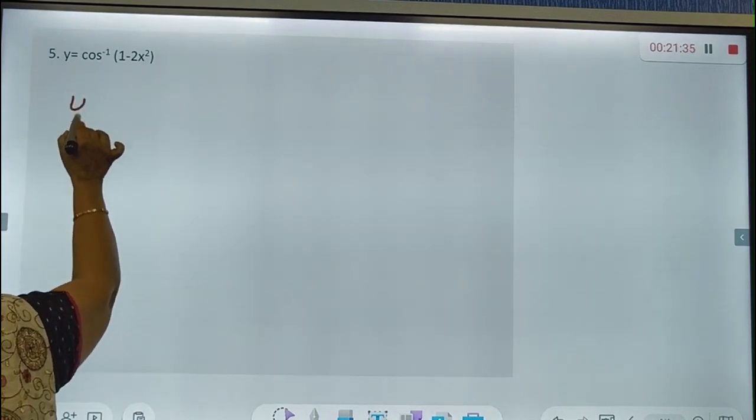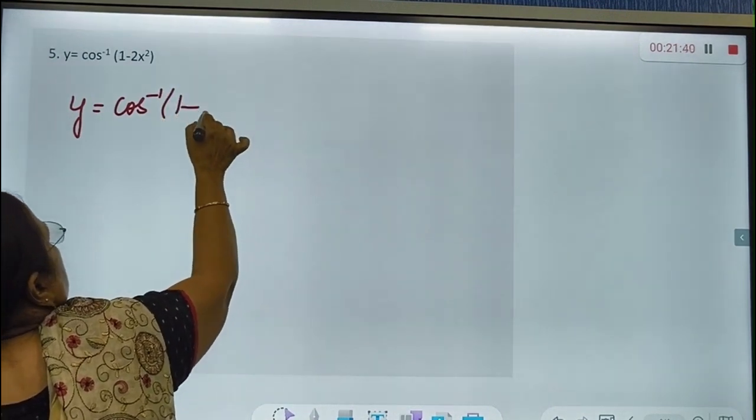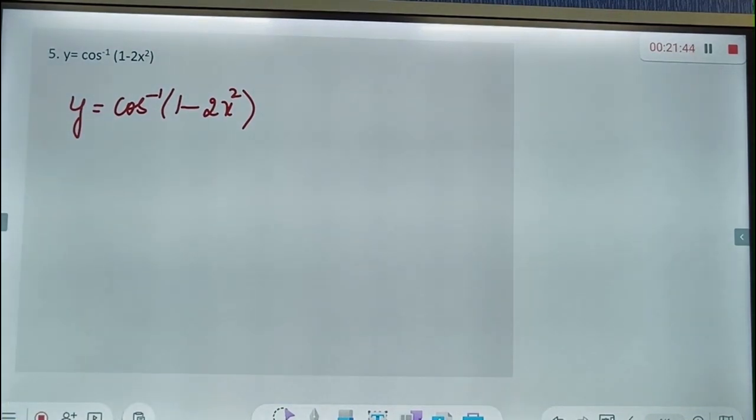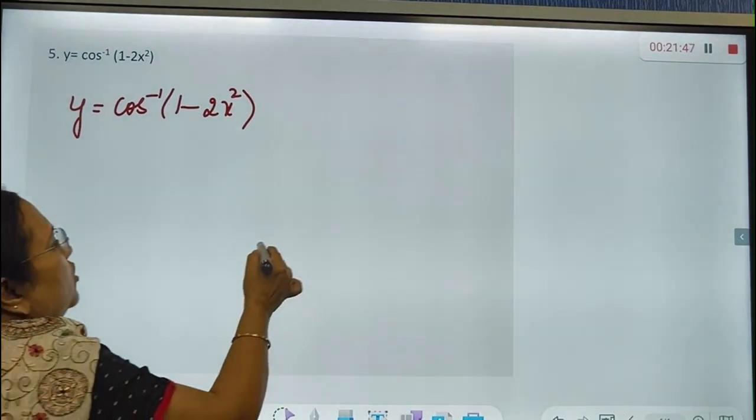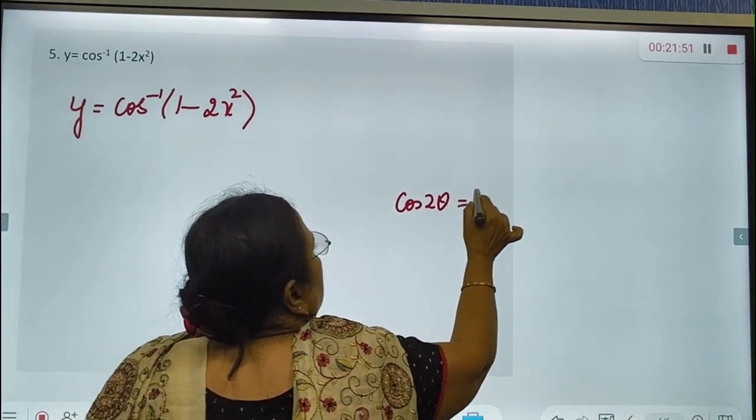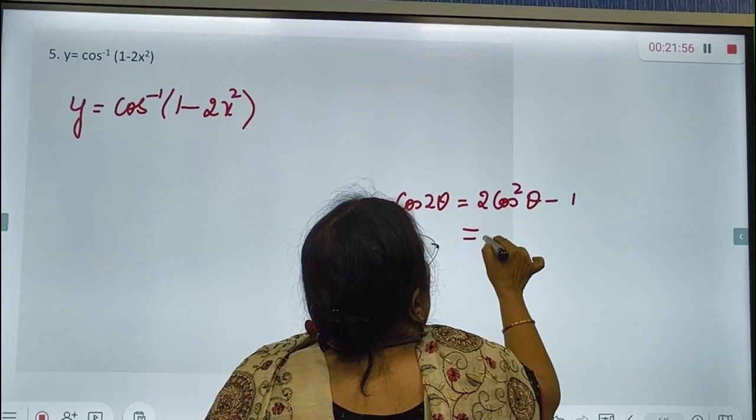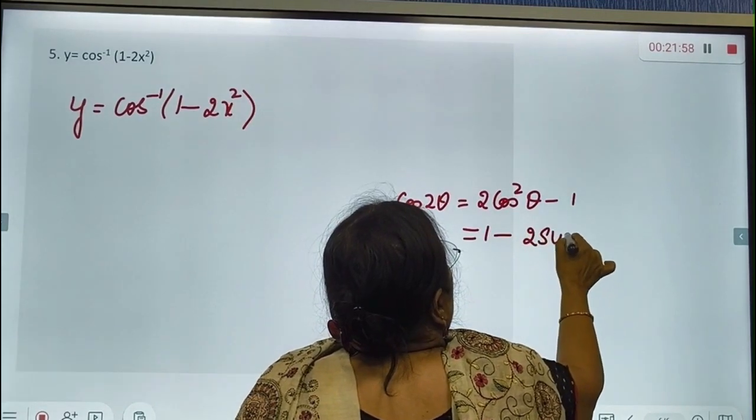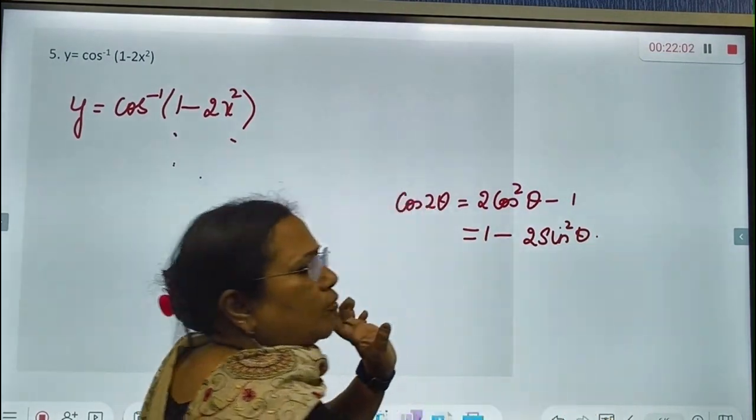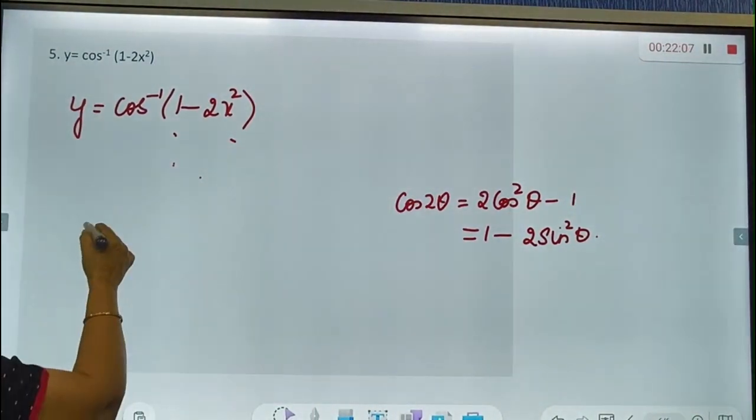Suppose you have y equal to cos inverse of 1 minus 2x square. So what substitution is obvious? You know that cos 2 theta is 2 cos square theta minus 1. It is also 1 minus 2 sine square theta. So this should remind you of this formula. Then you will know what substitution you have to make.